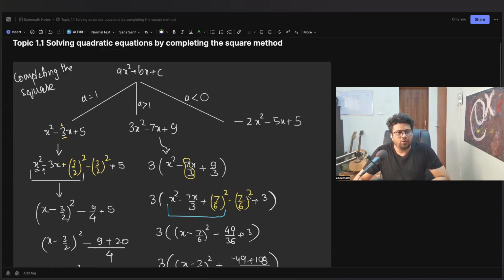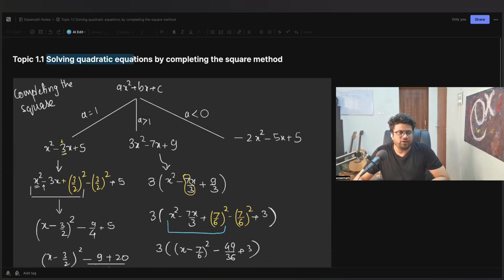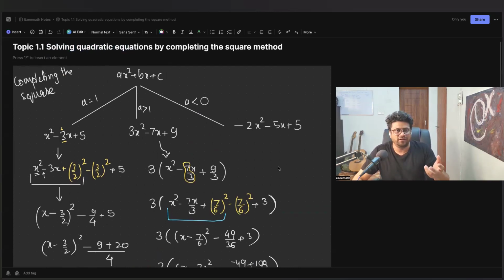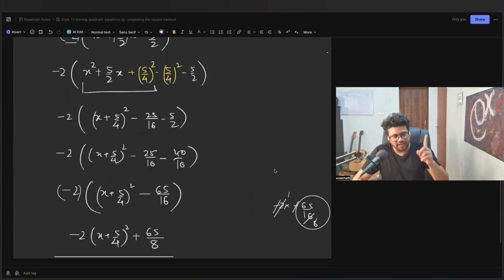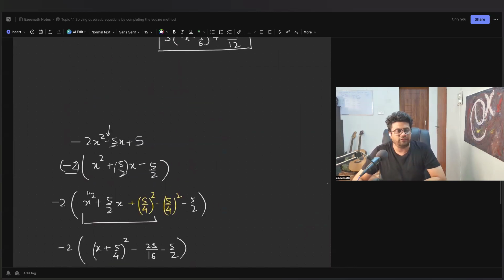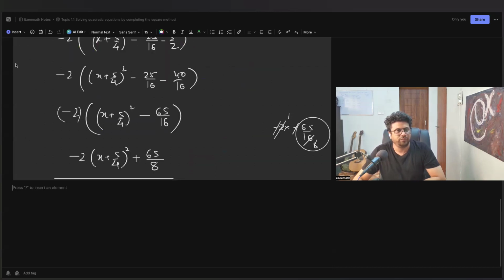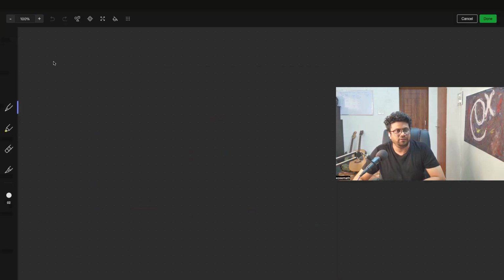Next, remember this one is about solving quadratic equations. What we have done is we've only obtained the square form of it. Solving this quadratic is another thing. Let's take one of these. Let's take x minus 3 by 2 square plus 11 by 4. As an example, we're trying to solve this now.